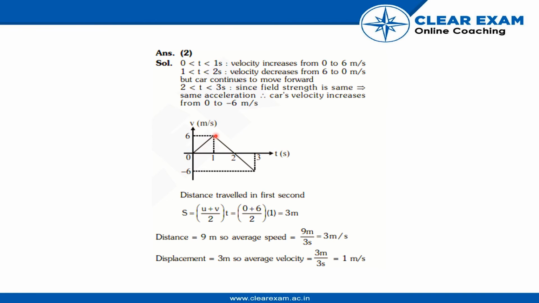This is the graph. The velocity increases from 0 to 6, then velocity decreases from 6 to 0, then 0 to minus 6.